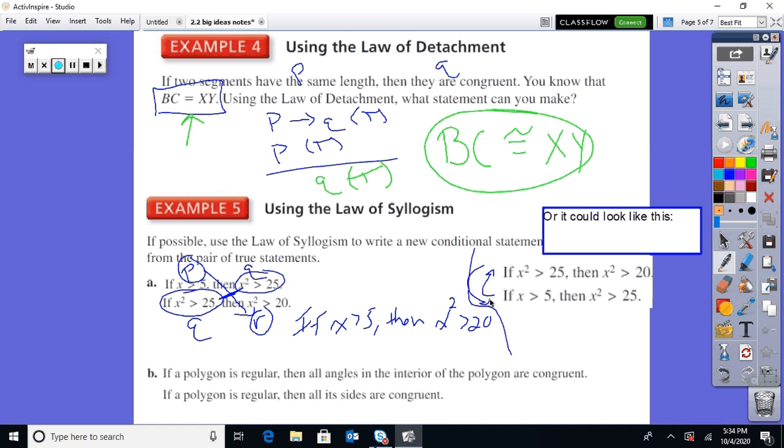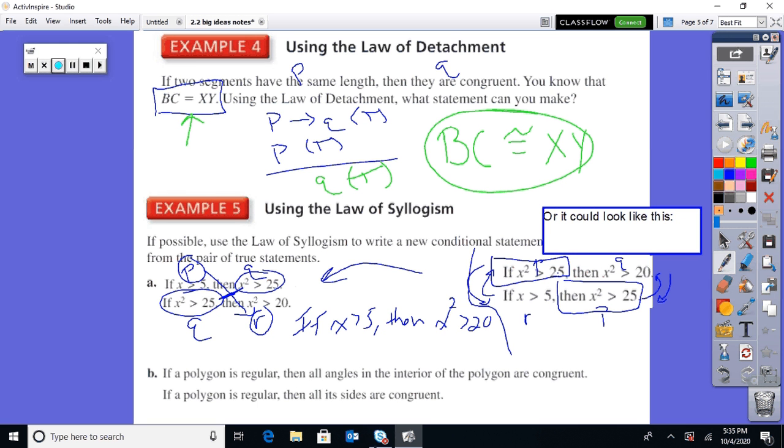So what you want to do is look. In this case, I'm thinking PQ, but then this is something completely different, but then there's that P again. So if I just rearrange them, take this sentence up here and bring this sentence down here, if you can make it look like one of your thens is the same as one of your ifs, then you can rearrange it to follow the law of syllogism.